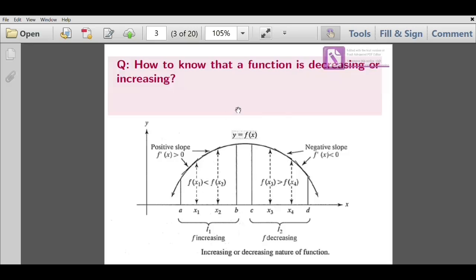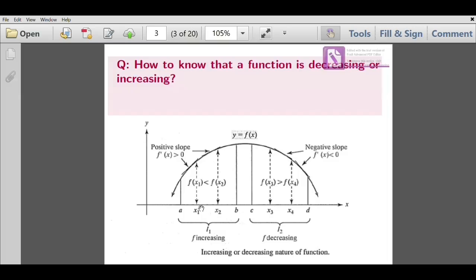How to know that a function is decreasing or increasing? There are two ways to know whether the function is increasing or decreasing. Let us see this graph. Consider the interval from A to B, and you have two values, x1 and x2, where x1 is less than x2. The value of x1 is here, f(x1), and the value of x2 is here, f(x2). If you compare f(x1) with f(x2), you will see that f(x1) is less than f(x2). So your function is increasing on the interval I1, where I1 is the interval from A to B.